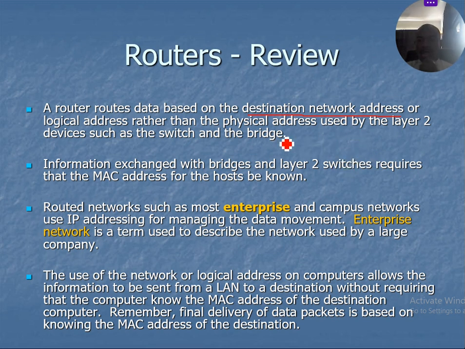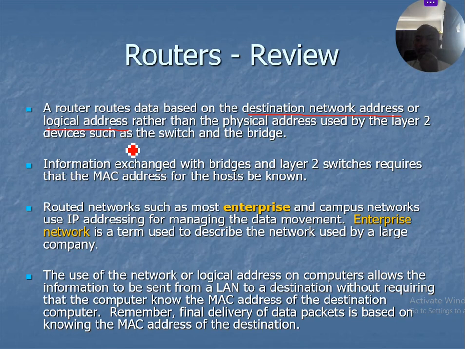And this destination network address, remember, is also called the logical address. So either we call it a network address or a logical address. It uses the destination logical address rather than the physical address. The physical address could be the Ethernet address, or you call it the MAC address. They are the layer 2 addresses usually used by switches, bridges and hubs in layer 2.